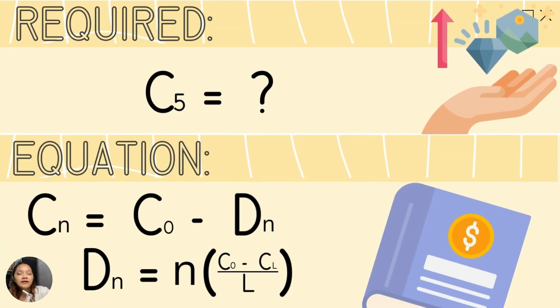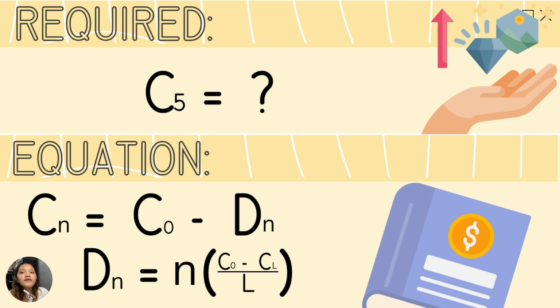The required value for this problem is C sub 5, which is the book value after 5 years. Its equation is: book value after n years is equal to original cost minus the total depreciation after n years. Before we solve for the book value, we first need to know the total depreciation after n years.